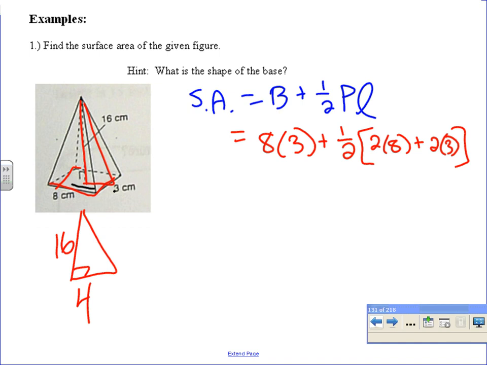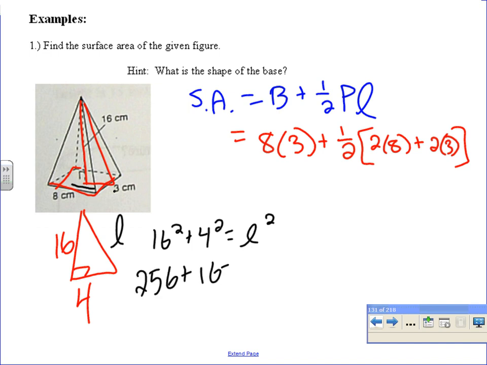Okay, so we need to find the slant height, which the way that we drew this, the slant height is the hypotenuse. And it's always going to work out that way. Just be careful and make sure that your base is half of the base of the pyramid. Okay, let's use Pythagorean's theorem. We have 16 squared plus 4 squared equals L squared. So 16 squared is 256. 4 squared is 16. Add them, you get 272.